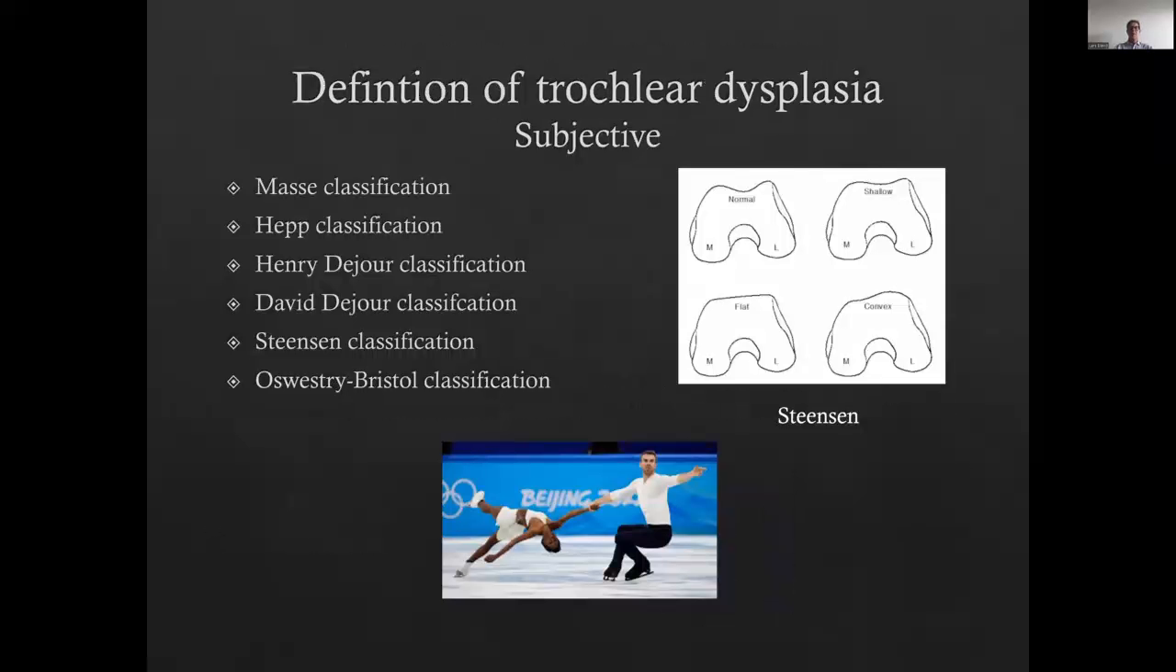For the definition of trochlear dysplasia, there are a lot of classifications, all you see here. They are all based upon subjective issues, just like ice skating. And this is not very good when we are dealing with science, because if we're going to do things right, we're going to measure.